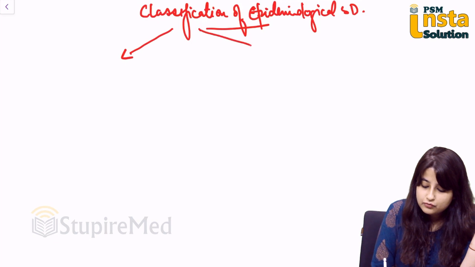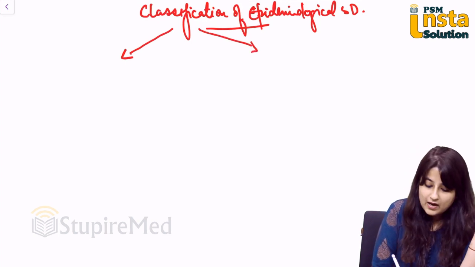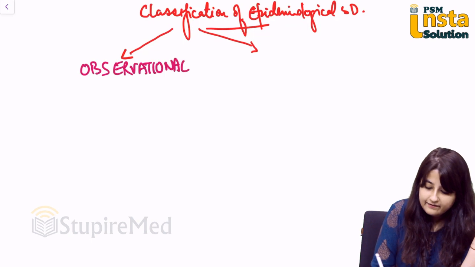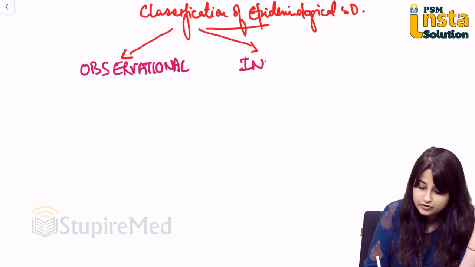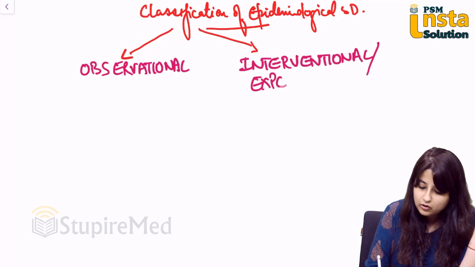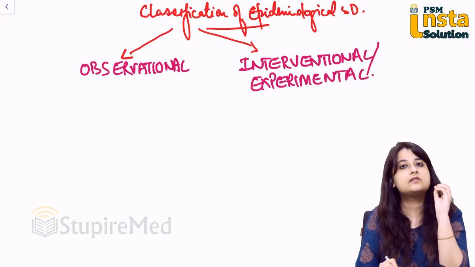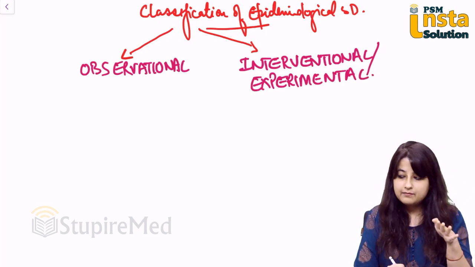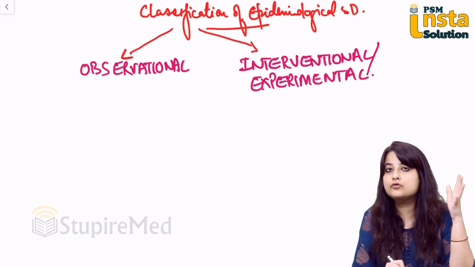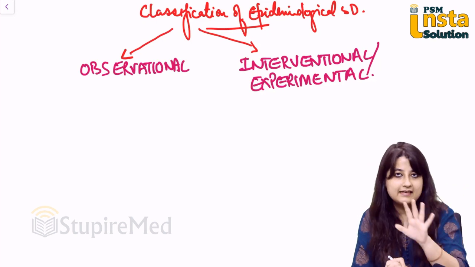Now these are classified into two major types. One is observational, and the other one is interventional. This is the major classification: observational and interventional. Interventional you can also call experimental. As the name goes, observational means you are simply observing. Experimental or interventional means you are giving a certain intervention, you are doing some experiment. So that is clear to everybody.